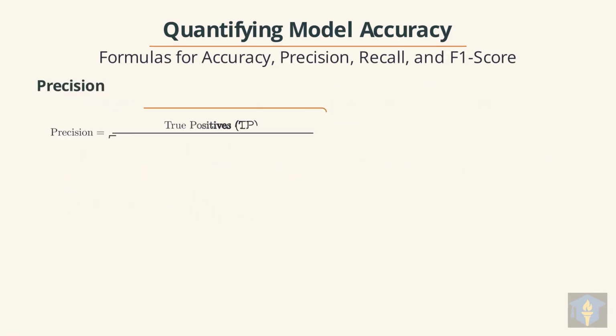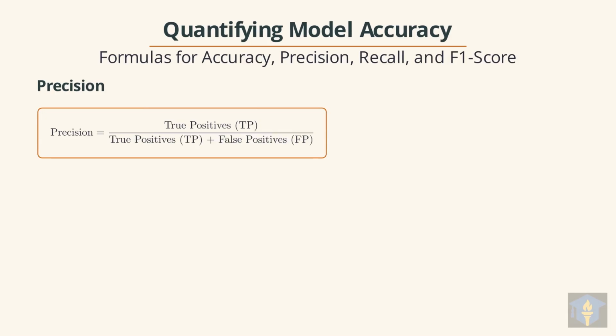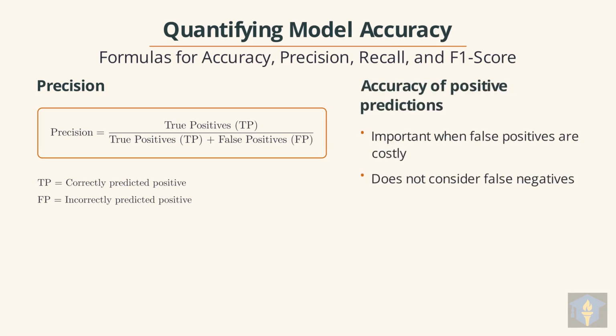Next, we have precision, a metric that focuses on the quality of positive predictions. Precision is calculated as true positives divided by the sum of true positives and false positives. True positives, or TP, are cases where the model correctly predicted a positive outcome. False positives, or FP, are cases where the model incorrectly predicted a positive outcome. Precision tells us the accuracy of our positive predictions among all the positive predictions made.